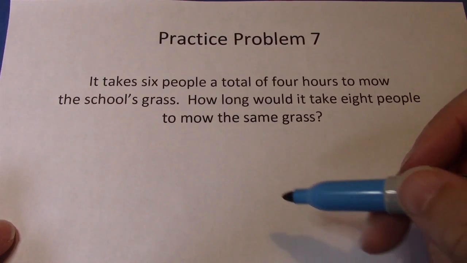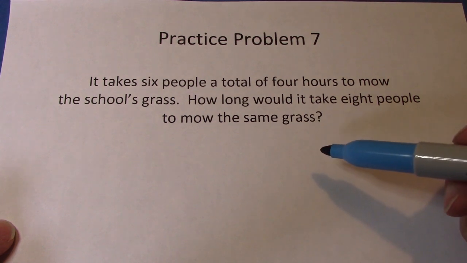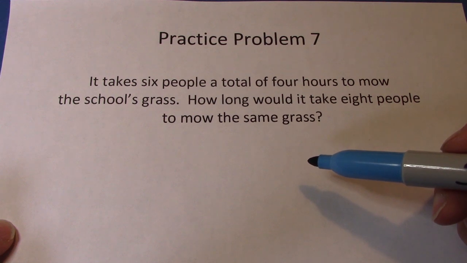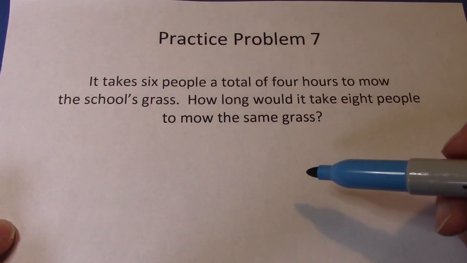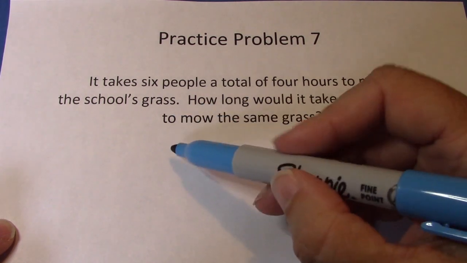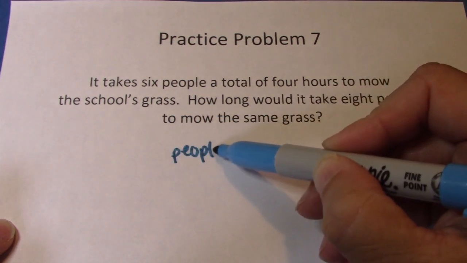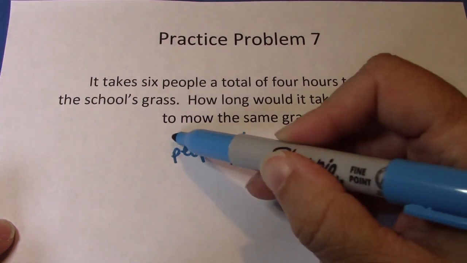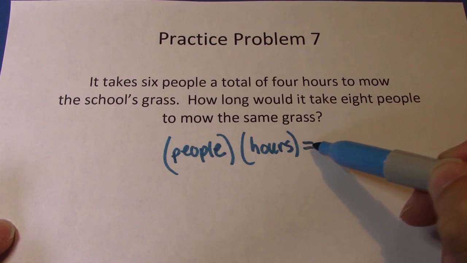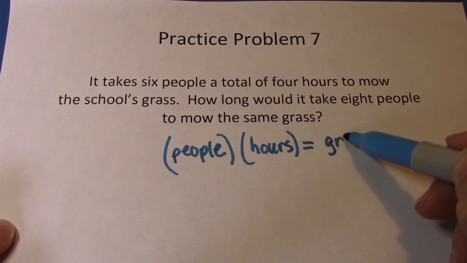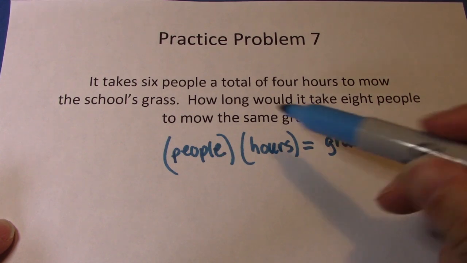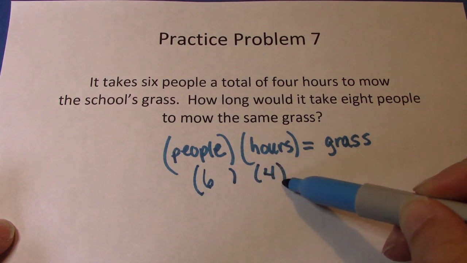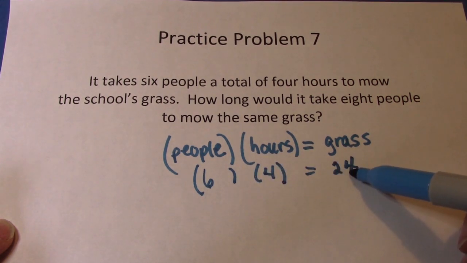Here's problem 7. It says it takes 6 people a total of 4 hours to mow the school's grass. How long would it take 8 people to mow the same grass? Okay, this is an indirect problem where the number of people and hours multiplied together are going to give us the amount of time that it takes to do this job. And in this case, it's how much to mow the grass. And they tell us that 6 people take 4 hours. That's 24 hours total to mow the grass.